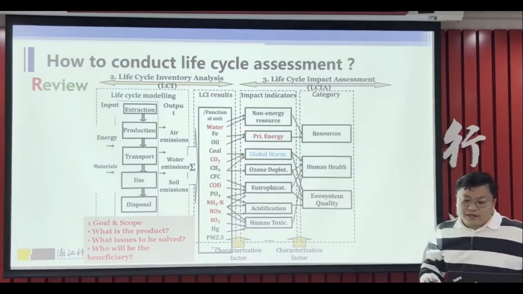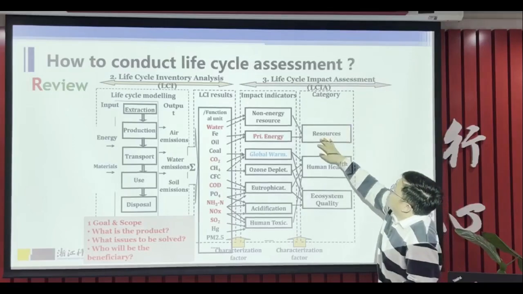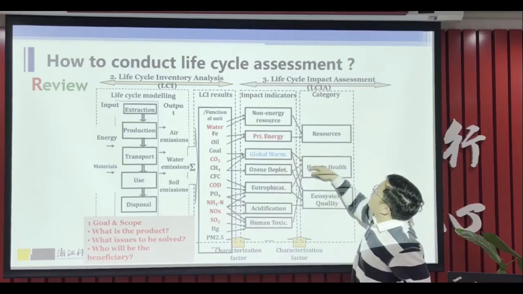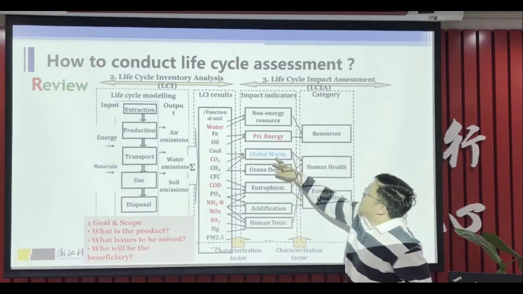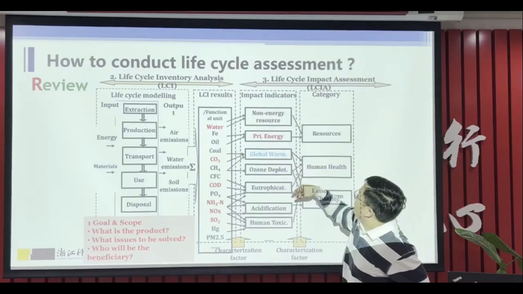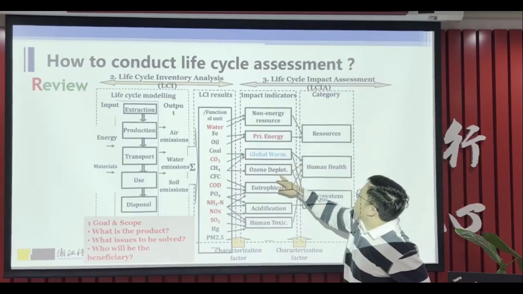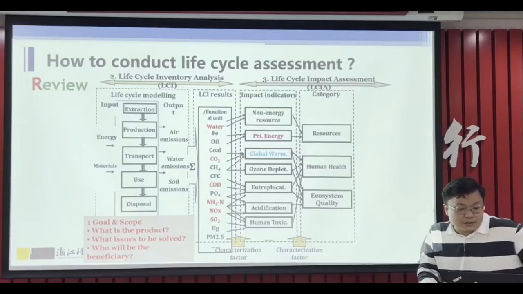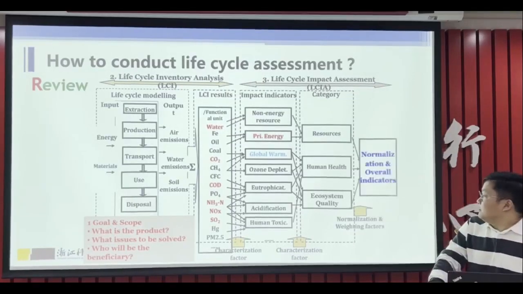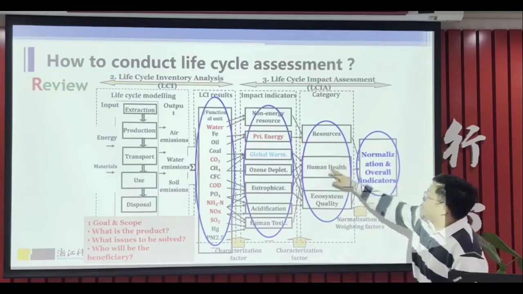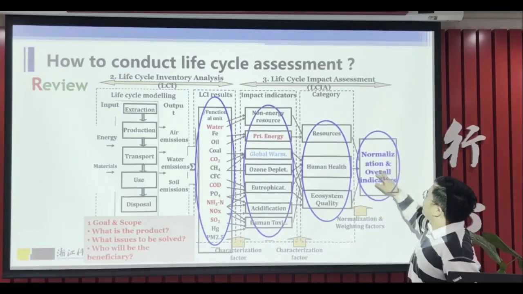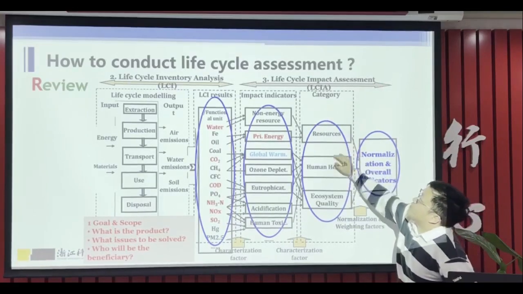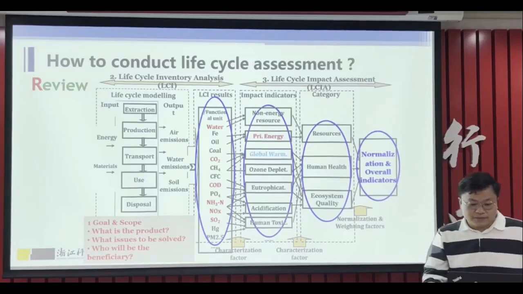After that, we should classify the impact indicators into different categories. For example, we put global warming into human health, and ozone depletion into ecosystem quality. We put all these impacts into different categories, and normalize all these categories into normalized results, or what we can call overall indicators. So this is the life cycle impact assessment stage.